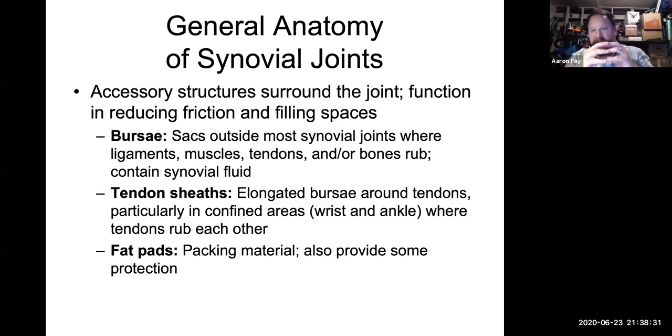Now, in certain areas, you have lots of tendons all in a very small, compact area that are all running parallel to each other. And then you get elongated bursae, which are called tendon sheaths. A tendon sheath is a bursa, it just has a slightly different shape. You tend to get tendon sheaths in places like your arms. Carpal tunnel syndrome is inflammation in the tendon sheath in your forearm.